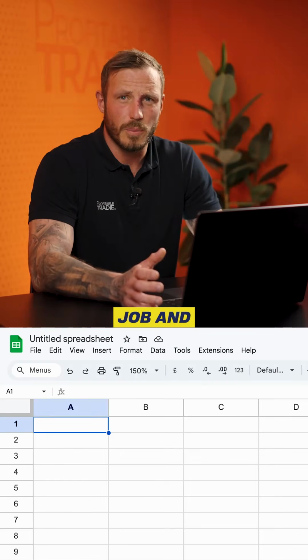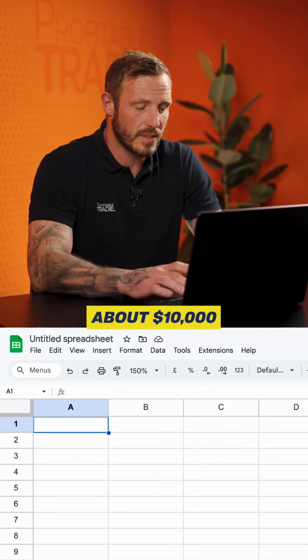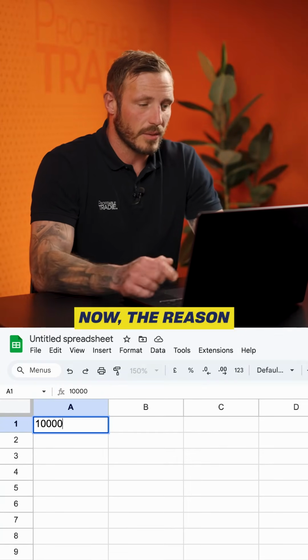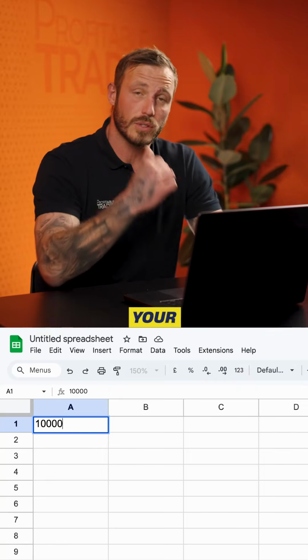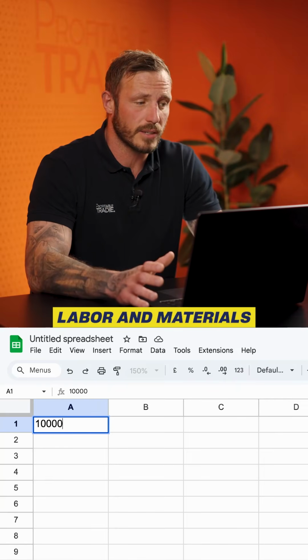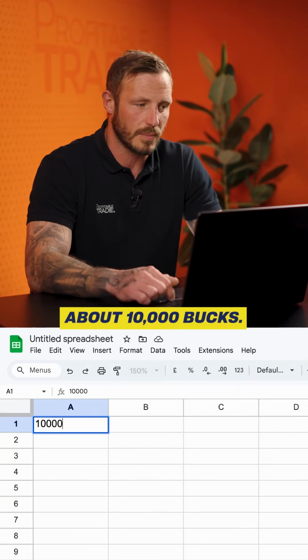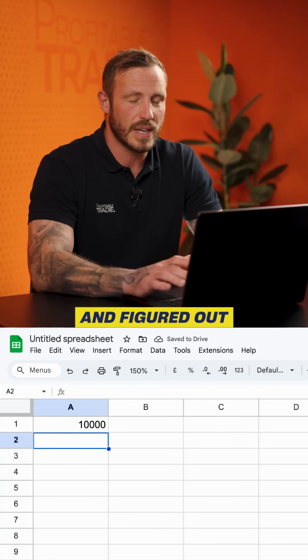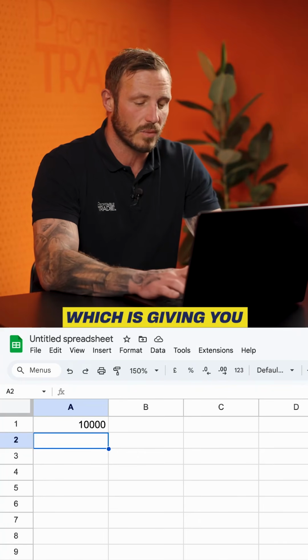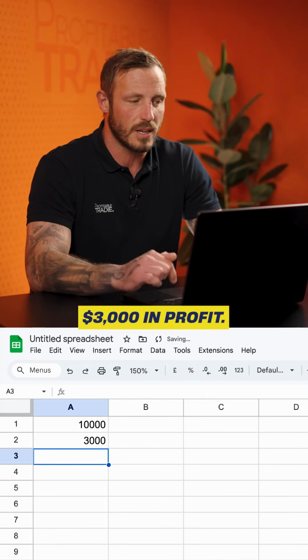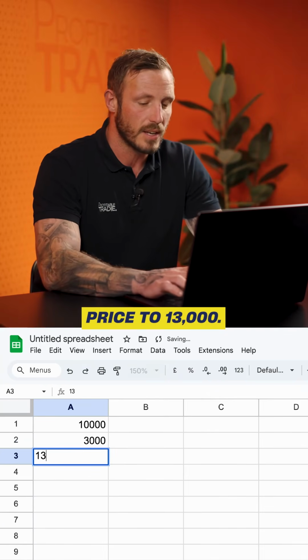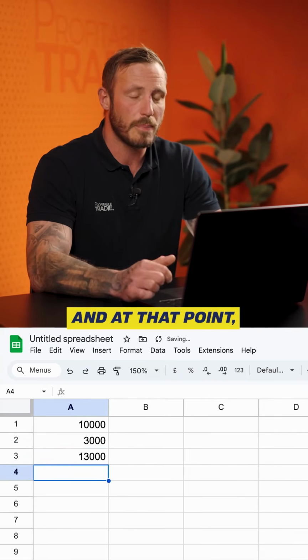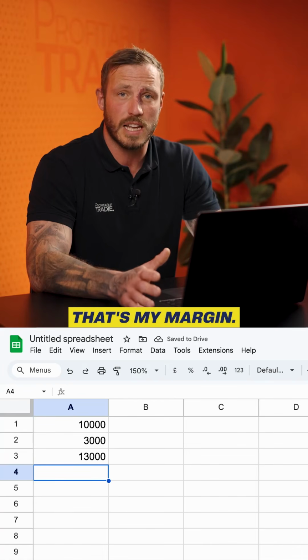So you're pricing a job and you know that it's going to cost you about $10,000 to do. The reason you've figured that out is you've added up all of your subcontractors, labor and materials and figured out it's going to cost you about 10,000 bucks. Now you want to add a margin of 30%. So you've gone ahead and figured out what's 30% of 10,000, which has given you $3,000 in profit, bringing your sale price to 13,000. And at that point you think, cool, I've added 30%, that's my margin.